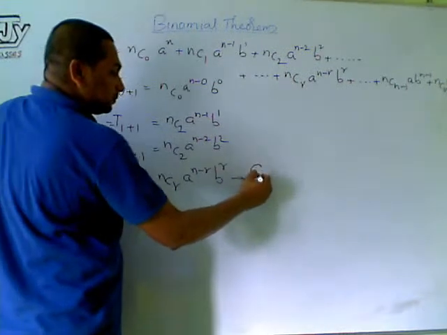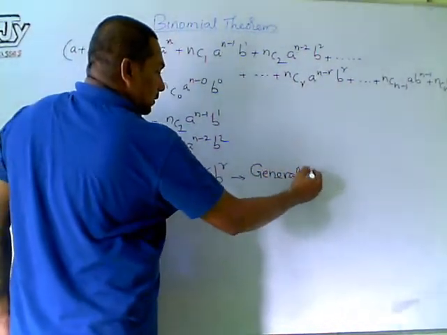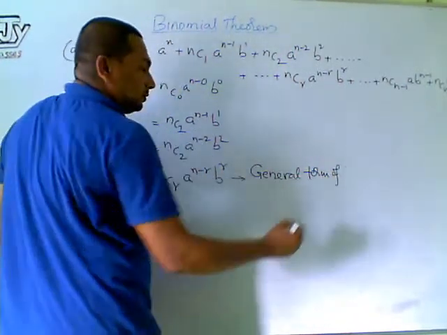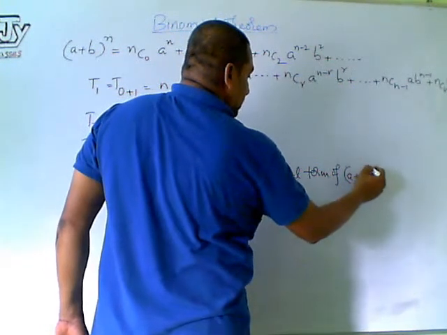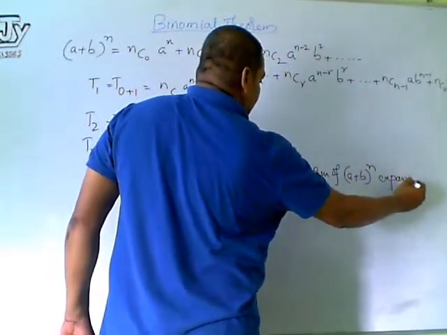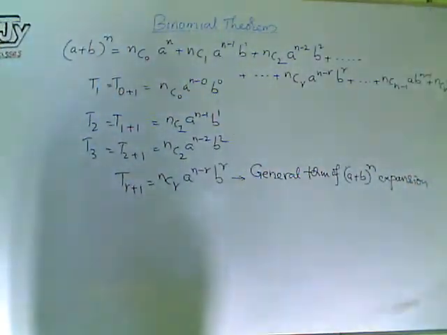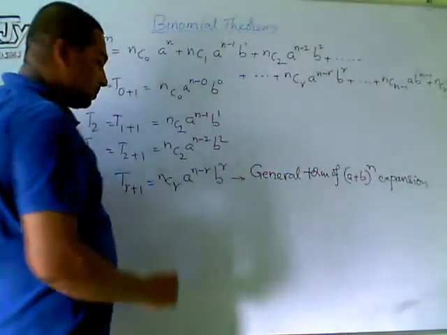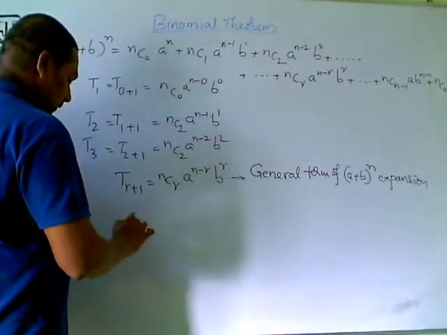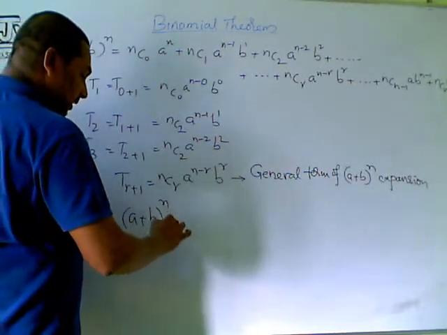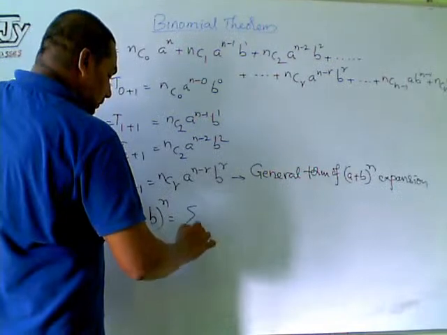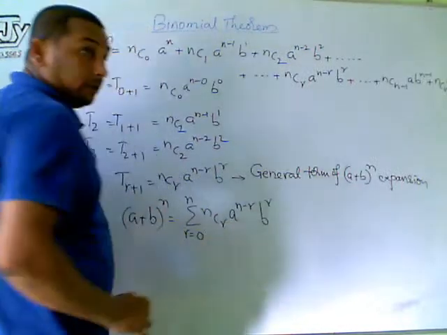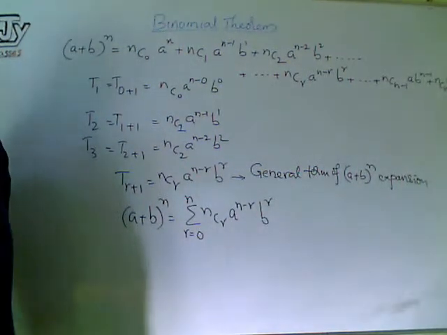So it is called general term of binomial theorem. General term of (a plus b) whole power n expansion. So (a plus b) whole power n expansion can be written as sigma r equal to 0 to n nCr a power n minus r b power r.